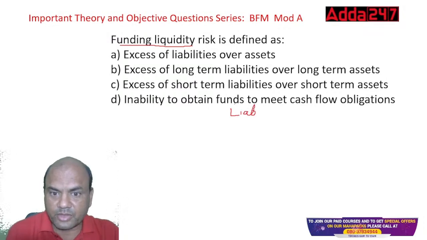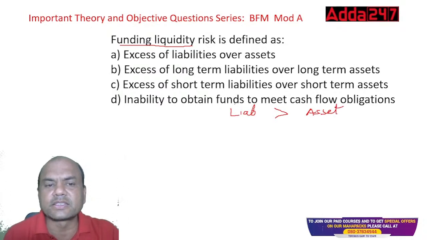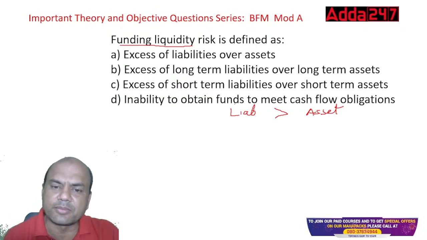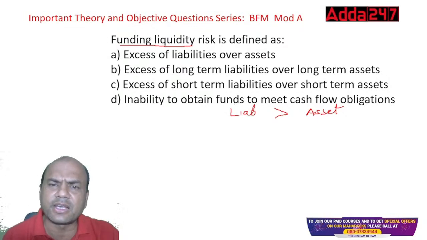Liabilities greater than assets. In all the cases, the logic is the same. Liabilities are greater than assets here. Over here, excess liabilities over assets. Here, long term over long term. But after all, the same. Liabilities and assets, short term over short term. Logic is the same. Liabilities over assets. So the logic is liabilities are more than assets. So definitely that is the answer.